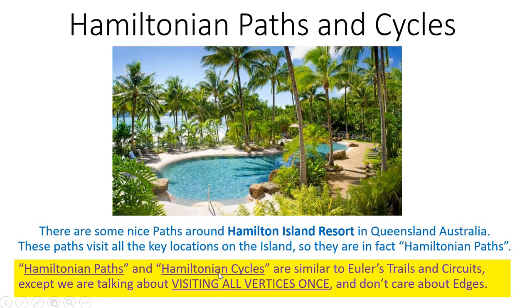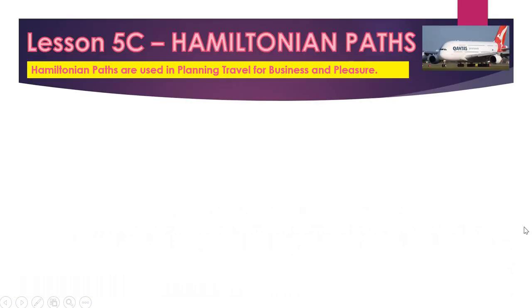Hamiltonian Paths and Hamiltonian Cycles aren't confined just to Hamilton Island. They do happen everywhere in our world. Now, they're similar to the idea of the Euler's trails and circuits that we did in the last lesson, except this time we're not talking about the edges, we're talking about visiting all the vertices once in the network, and we don't really care about the edges. So Euler was all about edges with his trails and circuits. Hamilton, this mathematician, he was all about vertices. So Hamiltonian Paths and Cycles we're doing in this lesson are all about vertices, okay?